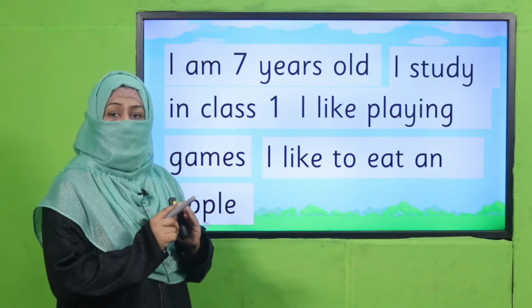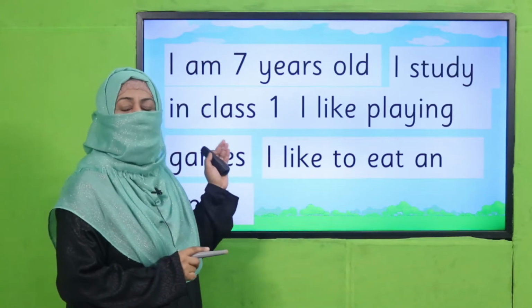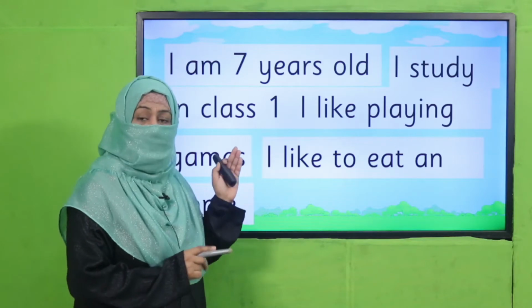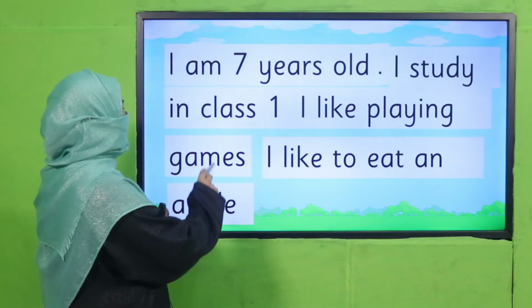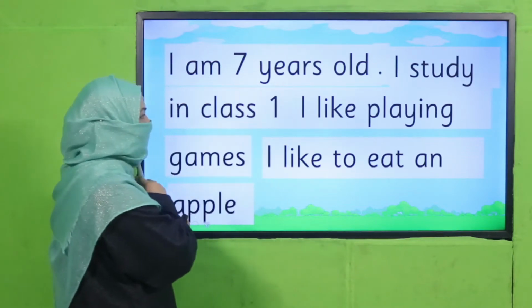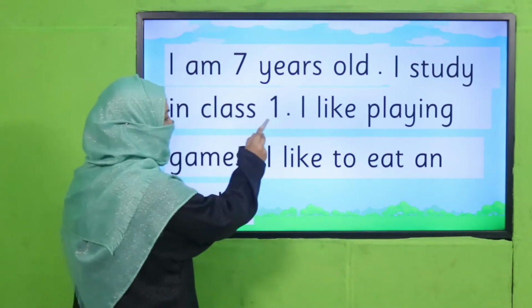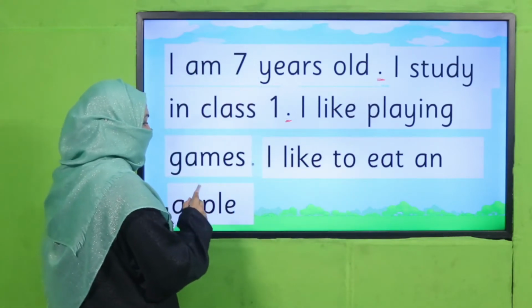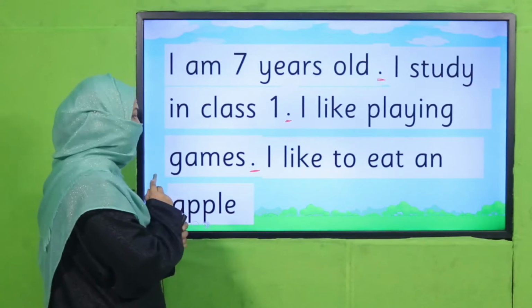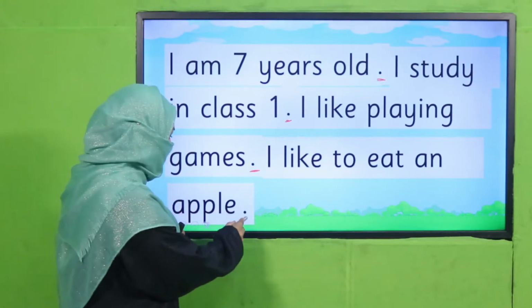For these purposes, we put punctuation marks, which make our writing clear. Okay, so here we go. Now it makes sense. I am 7 years old. I study in class 1. I like playing games. I like to eat an apple.